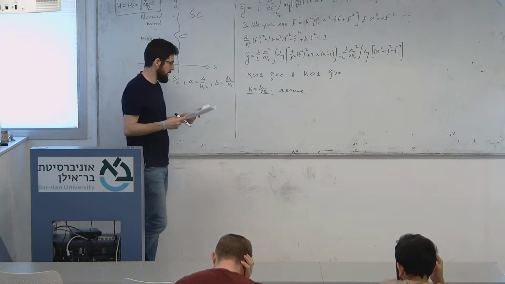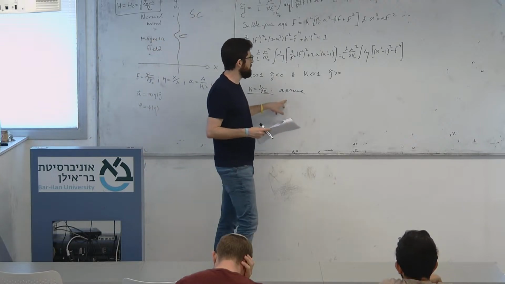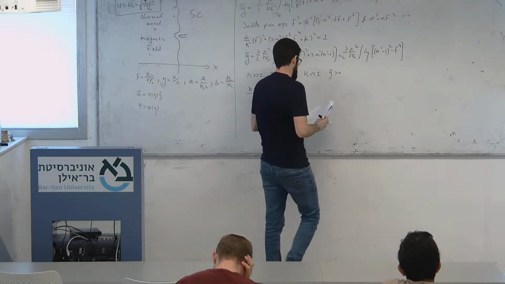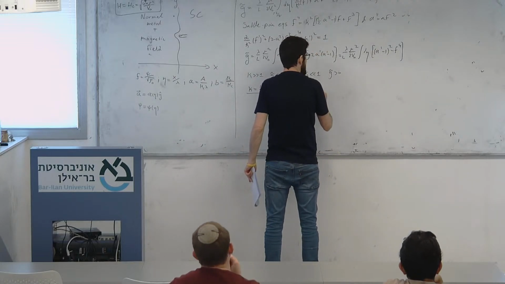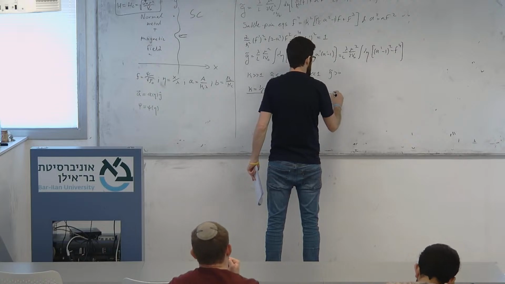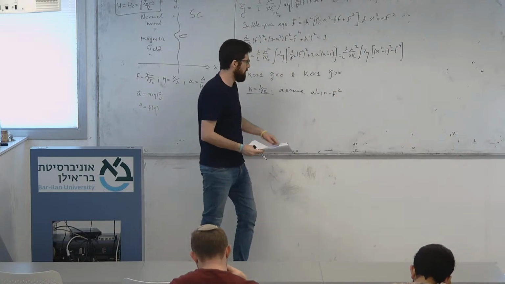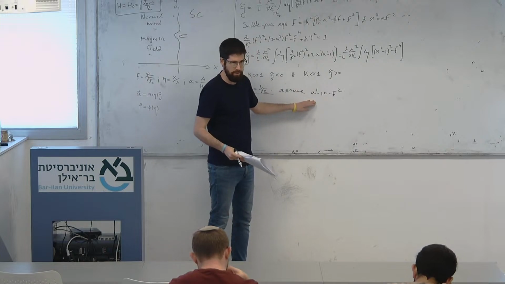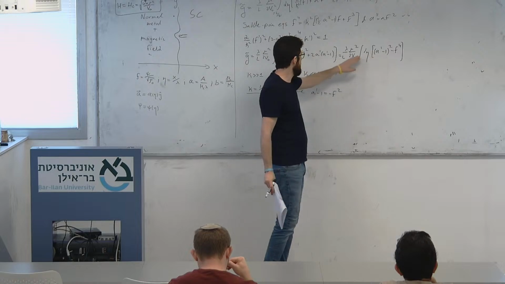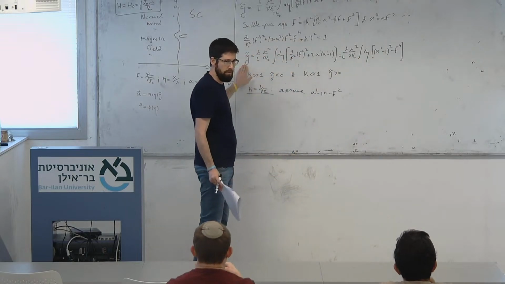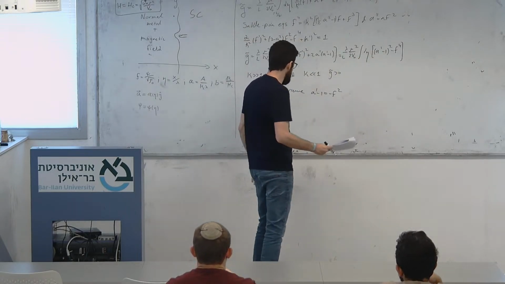So the logic is this. Let's assume that this thing is equal to 0, meaning that a prime minus 1 is equal to minus f squared. If we assume this, then this is definitely true, and then G tilde is definitely 0.